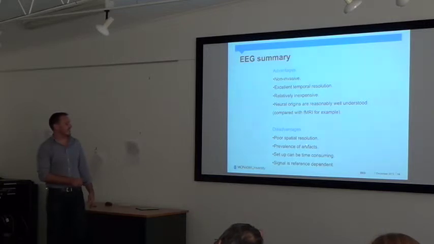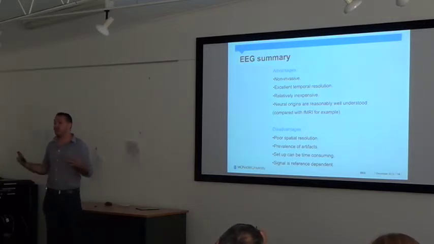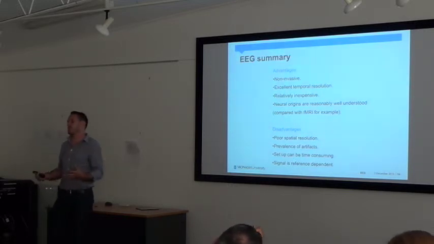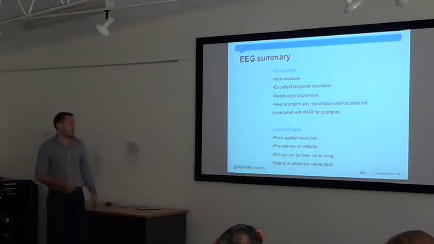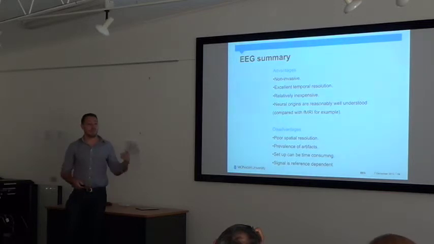Right. Some of the disadvantages, poor spatial resolution is the obvious one. They're trying to get around this a little bit now by high density montages. There's some quite fancy mathematics that's been used to try to figure out where the signal's coming from. Prevalence of artifacts is a big one. As I mentioned earlier, any other source of electrical activity influences your signal, so separating out the neural signal from the artifacts can be quite difficult. The setup, although it's cheap, can be a little bit time consuming. As you imagine, putting gel into all of these different little electrodes takes time.